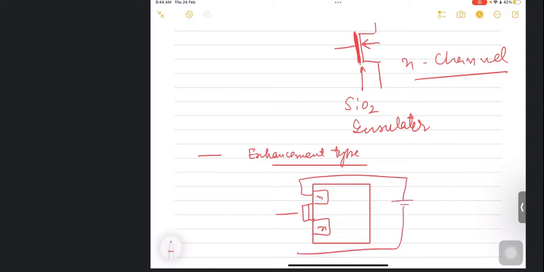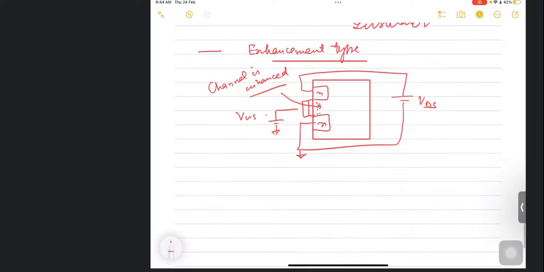Even if you apply the VDD, or VDS or VDD, whatever you call it, is there flow of current? No. But when we apply this positive potential here at the gate, only then the channel is being formed. The channel is being enhanced actually. That's why its name is enhancement type MOSFET.